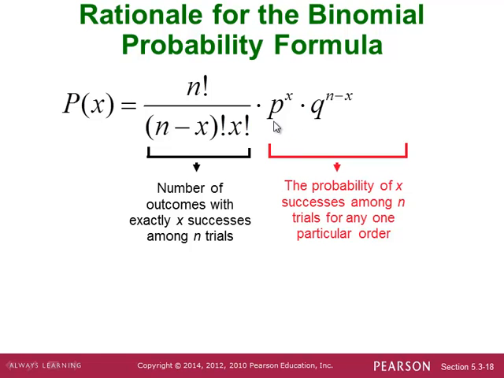Just to illustrate this, think about p to the x power as p times p times p, dot dot dot, out to p, x number of times. There's x p's there. And q to the n minus x power is q times itself n minus x times. What does that really mean? So let me jump over on my tablet and pull out my pen.